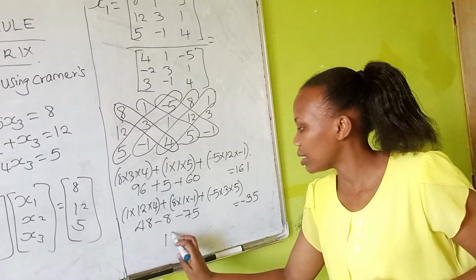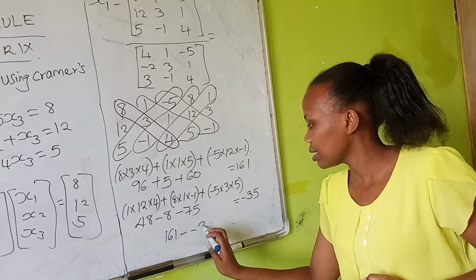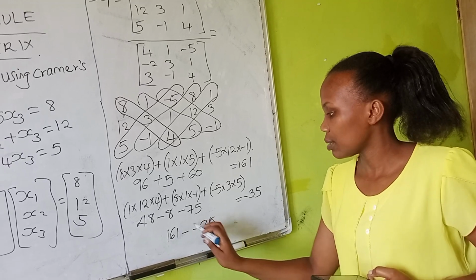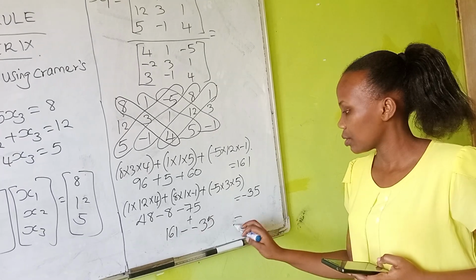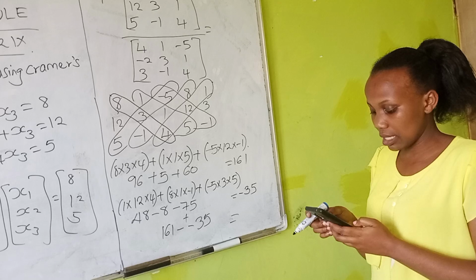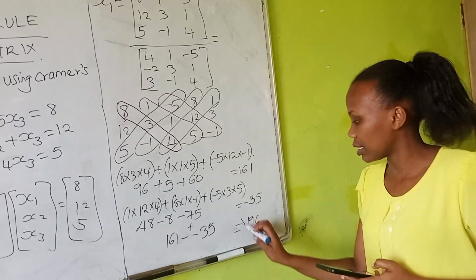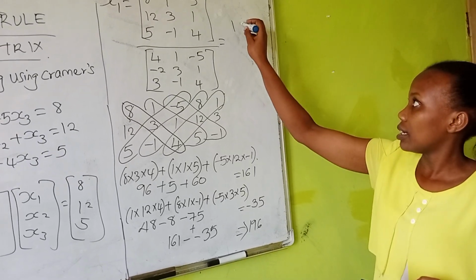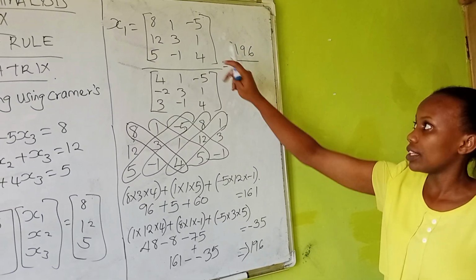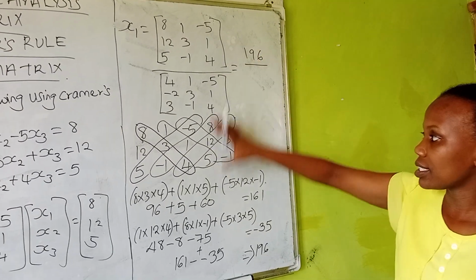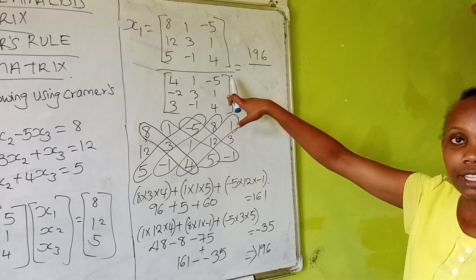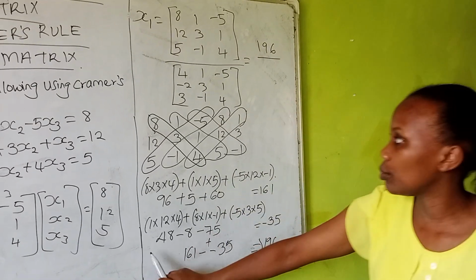So you subtract the two of them. So it's going to be 161 minus negative 35. Minus minus, that is positive. So you're going to get 161 plus 35, which is 196. So this is the determinant of the numerator. You do the same to find the determinant of the denominator also.